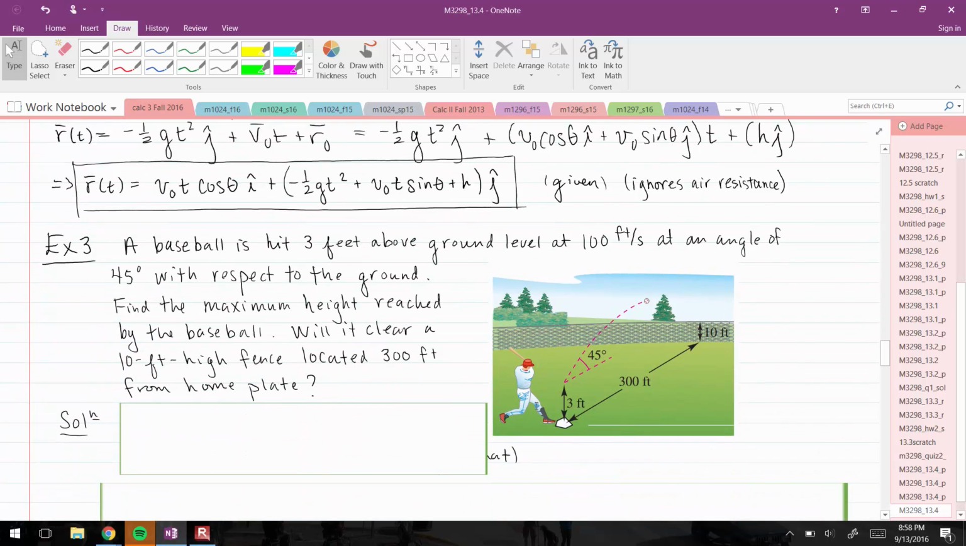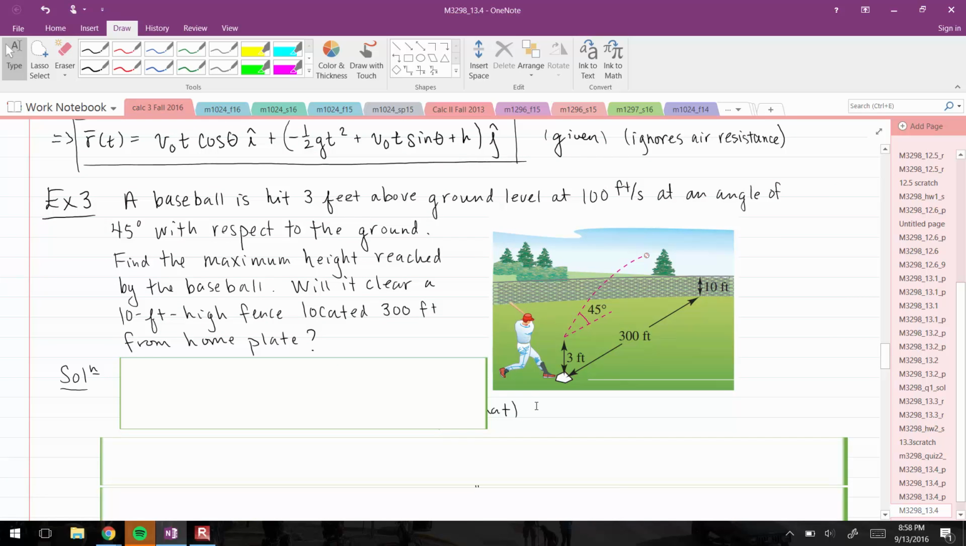Let's do an example. This one's kind of fun. Example 3, we have a baseball. It's hit 3 feet above the ground level at 100 feet per second at an angle of 45 degrees with respect to the ground. Find the maximum height reached by the baseball. Will it clear a 10-foot high fence located 300 feet from home plate? So presumably we're talking about a home run here. So we have two questions. Let's focus on the first question. Find the maximum height reached by the baseball.